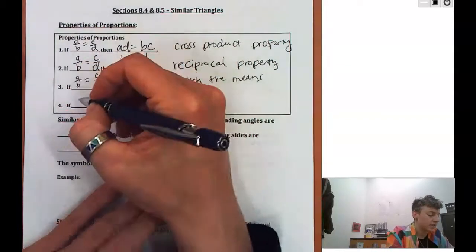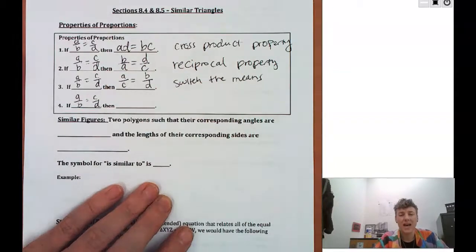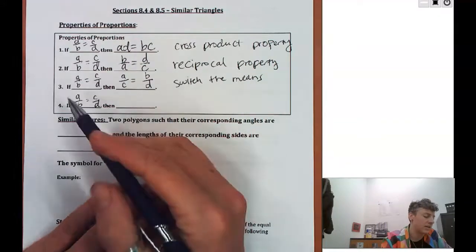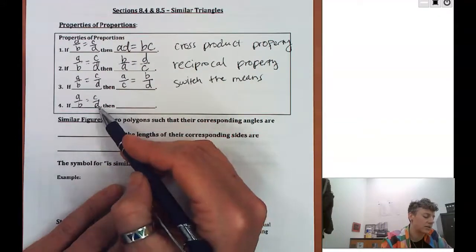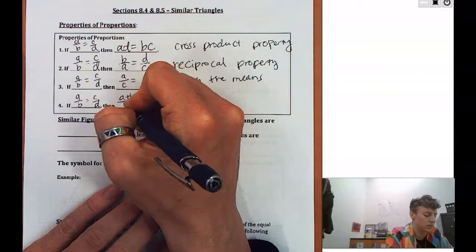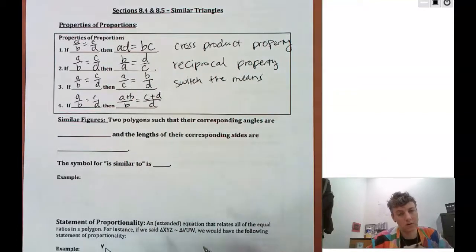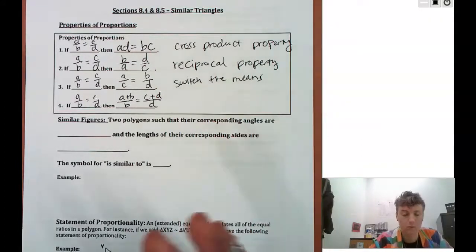And finally, A over B equals C over D. We said we could add the denominators to the numerators on their respective sides. So I could add B to A, and I could add D to C, and it would still be true. A plus B over B equals C plus D over D. You can add the denominators to each of their respective sides, and it will still be true. And you can prove that to yourself with the cross product property. I'm not going to do it here, but you're more than welcome to go for it.